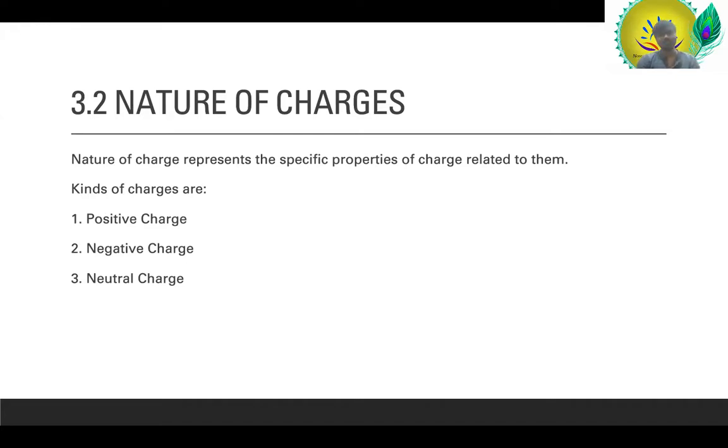Positive charges attracted the negative charges. Negative charges flew away. And we also had neutral charges. Neutral charge is very trivial. It just means substances which do not carry charge are called neutral.